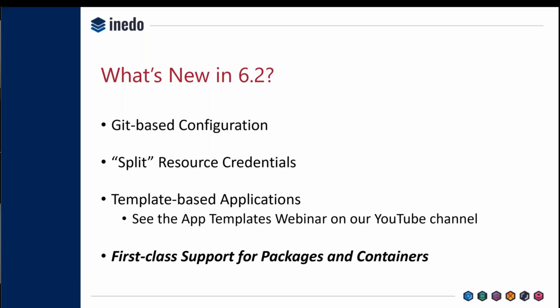Yeah, so in BuildMaster 6.2, we added Git-based configurations, which allow you to basically store your different asset files, your pipelines, variables, whatnot, all inside of a Git repository. And it allows you to do extra things like Git branching and work in that normal development process.